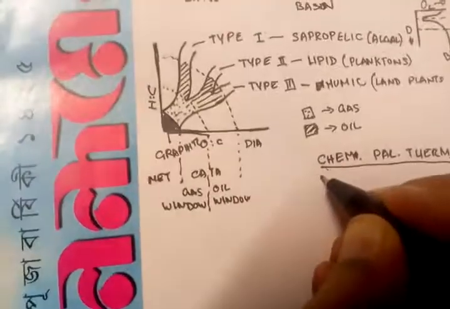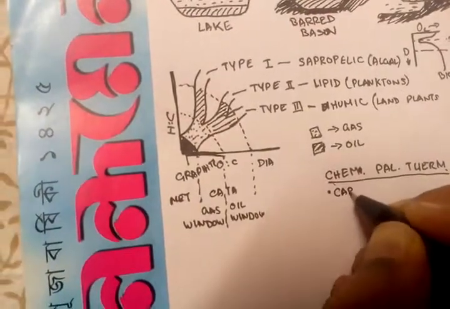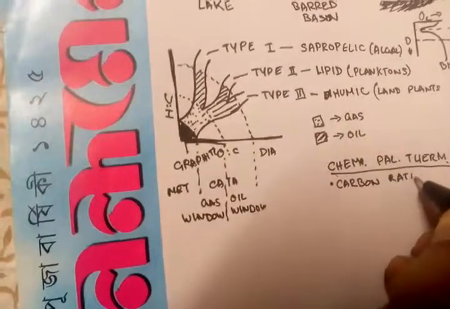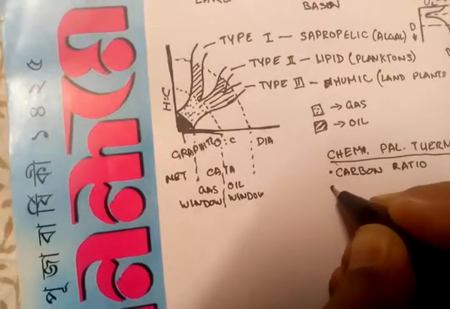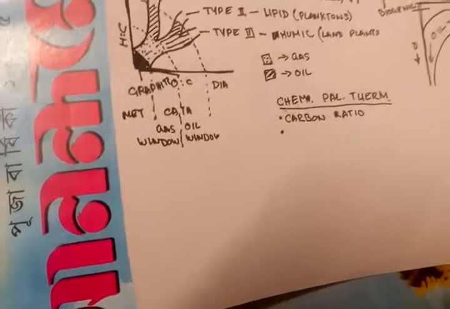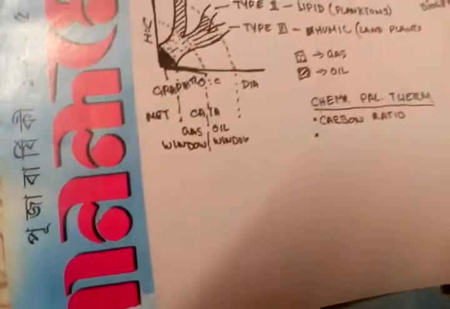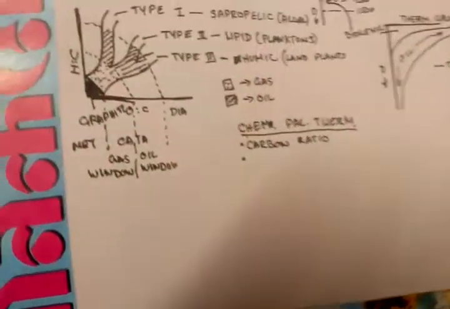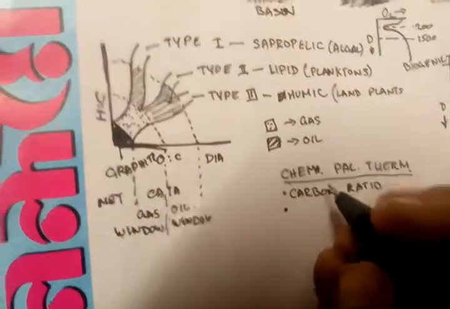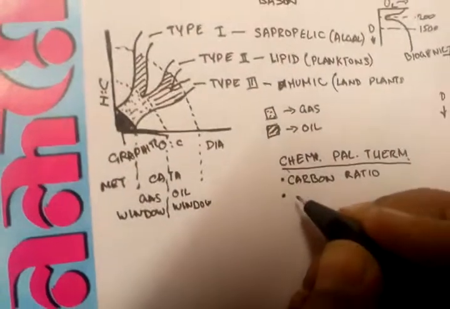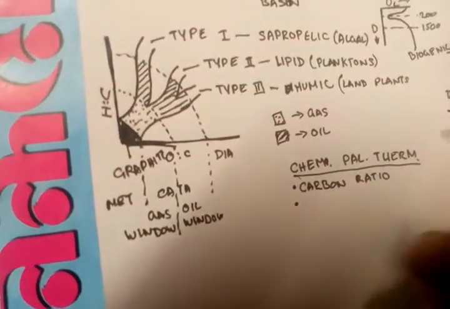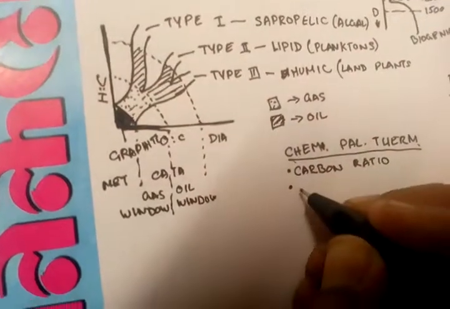first thing is carbon ratio. So we need to check the carbon ratio of the hydrocarbons, the H/C ratio and the O/C ratio, so we get to know the temperature to which the oil has been subjected.